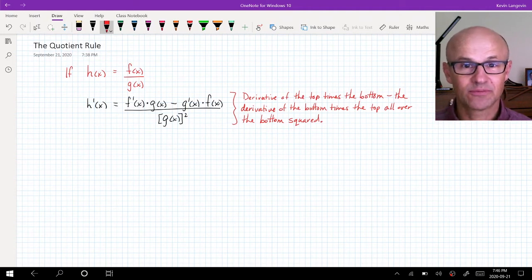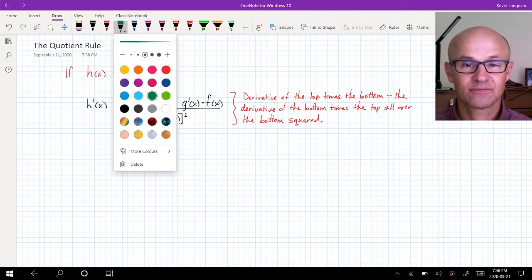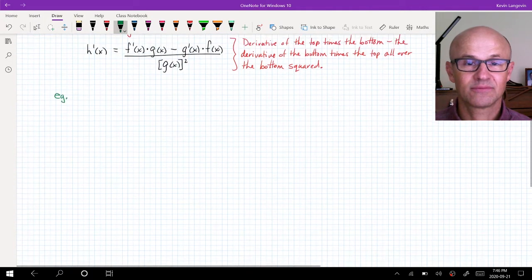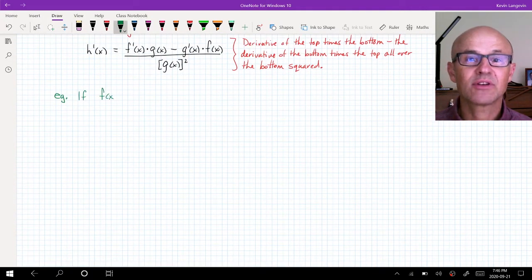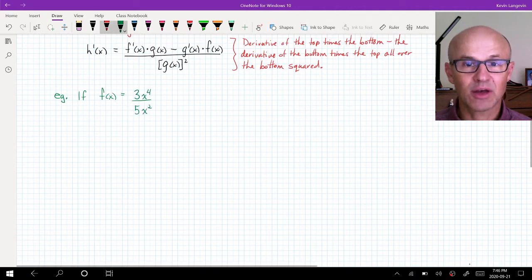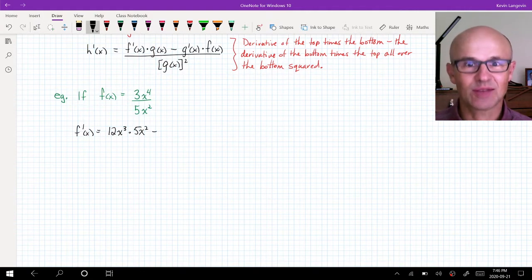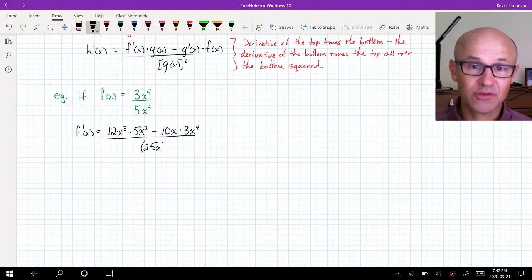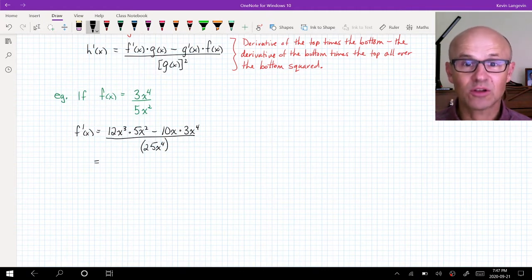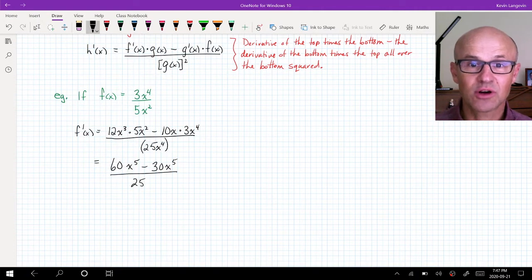Example 1. Suppose we have f of x is 3x to the 4 divided by 5x squared. Another one of my ridiculous examples. Derivative of the top times the bottom minus derivative of the bottom times the top, all divided by the bottom squared. That's the 25x to the 4. I'm tidying things up, combining like terms, and reducing.